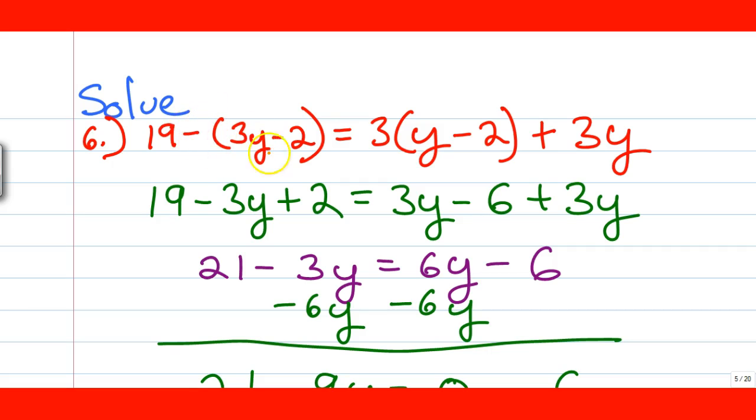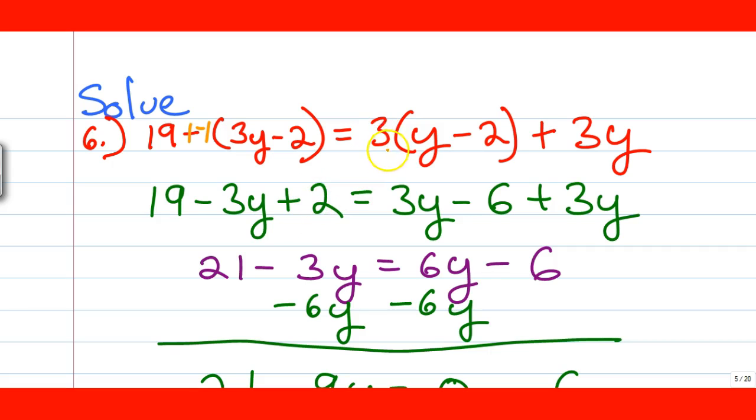Before I distribute that 1 through and clear the parentheses, I need to rewrite this as an addition problem. So I'm going to put a plus there. So it's going to be a plus, and this is going to be a negative 1 in here, waiting to distribute through. So it's going to be a negative 1 times a positive 3y to make a negative 3y, or minus 3y. A negative 1 times a negative 2 to make a positive 2, or plus 2.